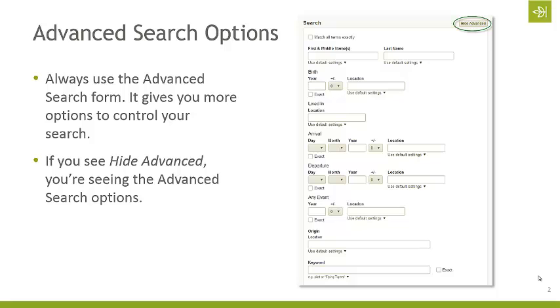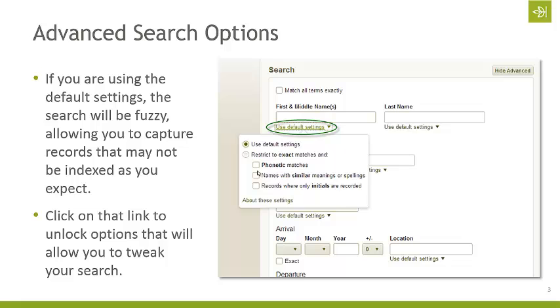First of all, if you're not using advanced search, you should give it a try. Even if you don't feel like an advanced researcher, this search is the way to go. It's going to give you more search options and more control over the results that you're seeing. So if you're seeing Hide Advanced up here in the upper right corner, that means you're already using the advanced search form, so you're good to go. If it says Show Advanced there, you need to just click on that link to get to the advanced search form. This is the link I was talking about.